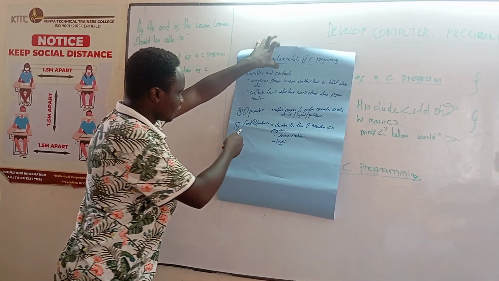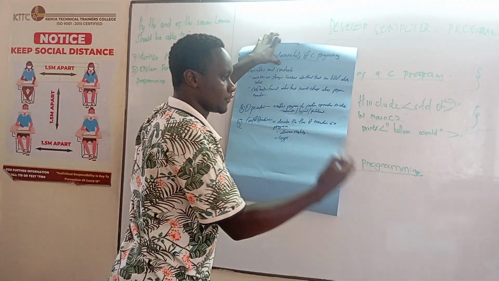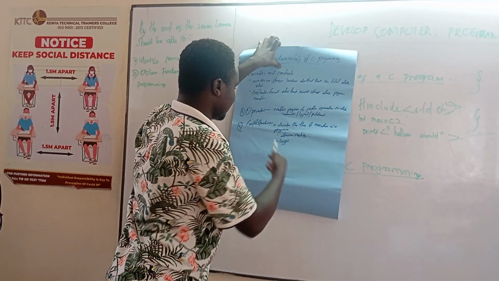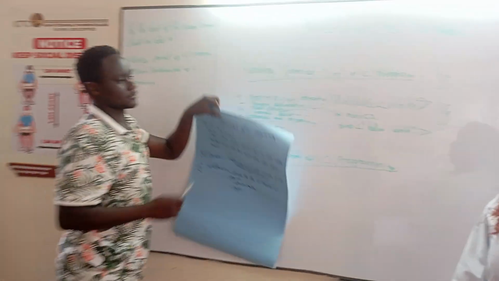Also, we talked about control structures. These describe the flow of execution in a program. They are used for decision making. They include things like loops. That's what we were able to discuss.